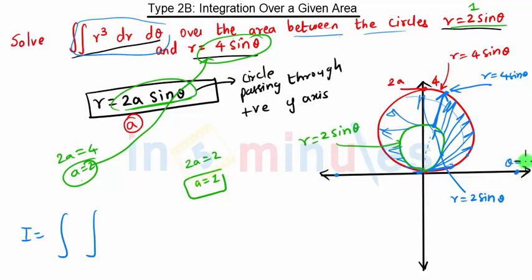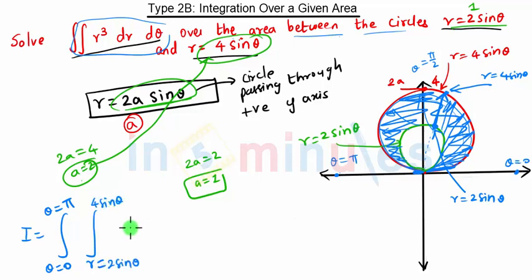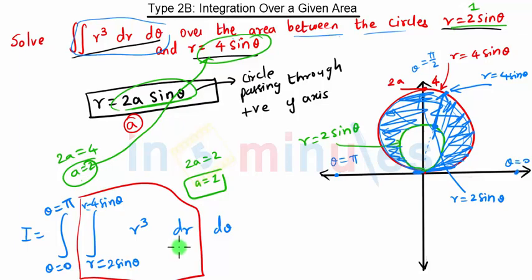Here theta is 0 and here theta is pi by 2, and when we come here theta is pi. So our theta is starting from this point and it is going till here, so that this entire region is covered. So theta is going from 0 to pi, and r is going from 2 sin theta to 4 sin theta, of r cube dr d theta. In polar coordinates, always remember, first we will perform integration with respect to r, then we will perform our integration with respect to theta.